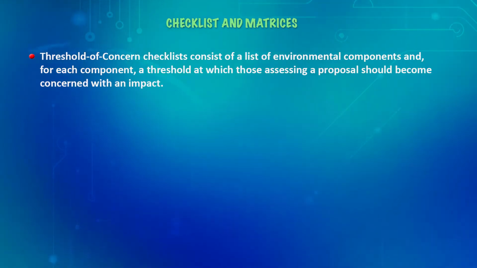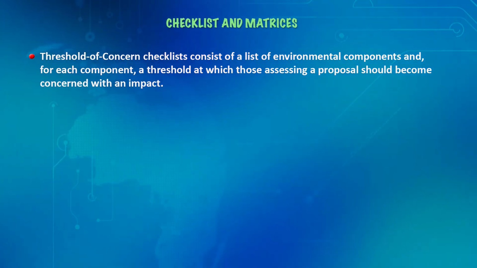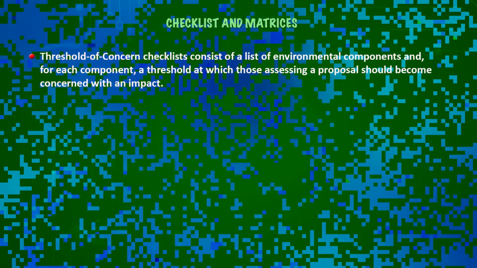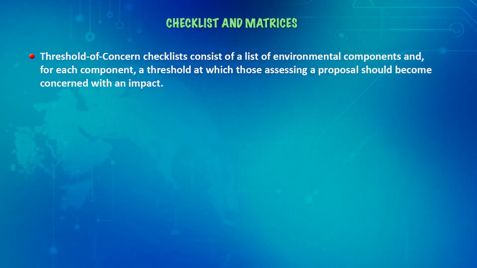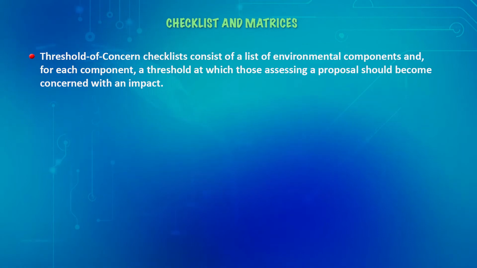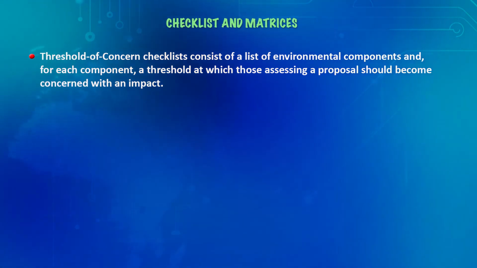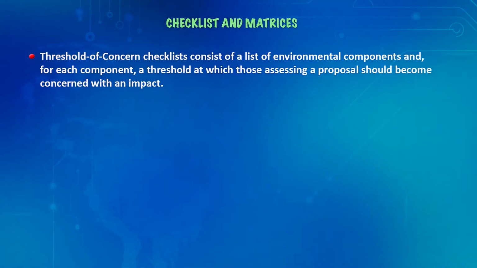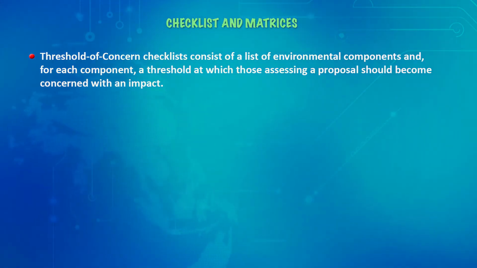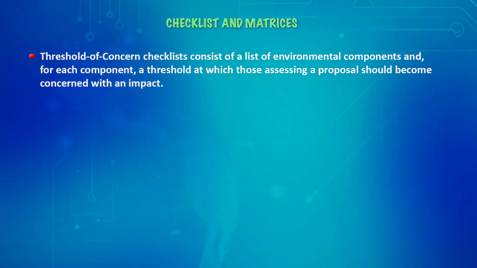The next one is the threshold of concern checklist. It's another type of checklist. Basically, this kind of checklist includes a list of environmental components. The list of environmental components can be the surface water quality, the air quality, and even the endangered species, the bird population. So these all will be part of the environmental components, and for each and every environmental component there is a threshold at which those assessing a proposal should become concerned with an impact. So for each and every component there will be a threshold.